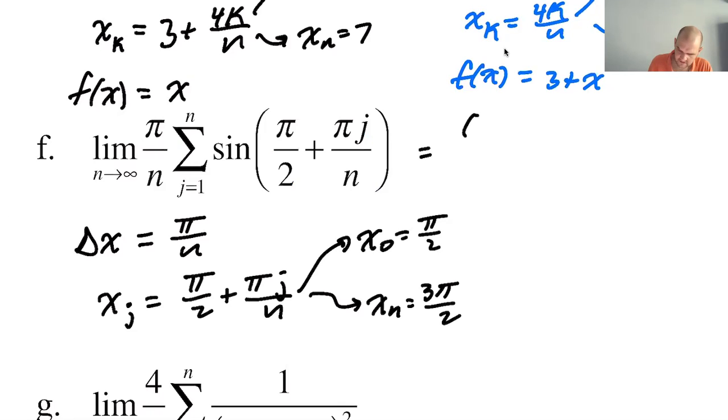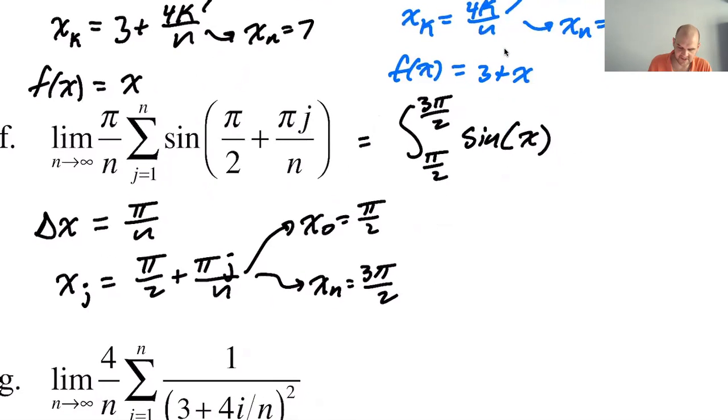So this is pi over 2 to 3 pi over 2 of just sine of x, right? Because I made all of the thing that's on the inside x sub j. So that's why that worked the way it did. All of this I made x sub j. So you're just doing sine of x sub j, so sine of x is your function.